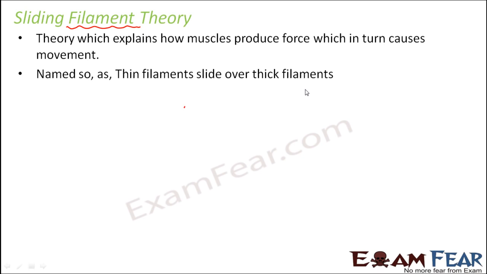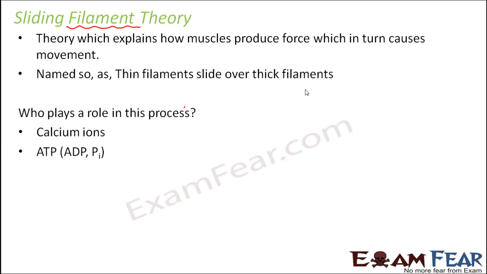Now the question is, who participates or plays a role in this process of muscle contraction? Calcium ions play a very important role. In fact, they are the main initiator of this process. ATP, which is adenosine triphosphate, made up of adenosine diphosphate and inorganic phosphate. Actin and myosin. These are like the lead actors in a film. Similarly here, they are the lead actors in the sliding filament theory, which will explain the process of muscle contraction.